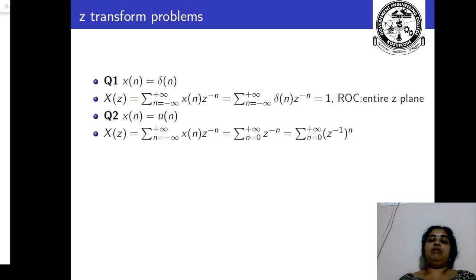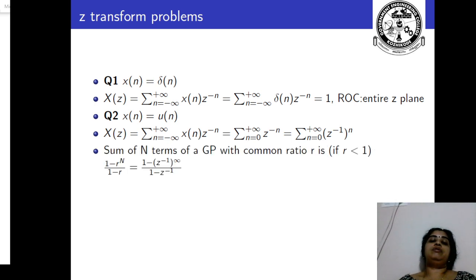Now what is the sum of n terms of a GP if the common ratio is r, and suppose r is less than 1? Then the sum of n terms of a GP is 1 minus r raised to n divided by 1 minus r. Okay. So here r is z raised to minus 1. When you replace r by z raised to minus 1, you will get 1 minus z raised to minus 1 whole raised to infinity divided by 1 minus z raised to minus 1.